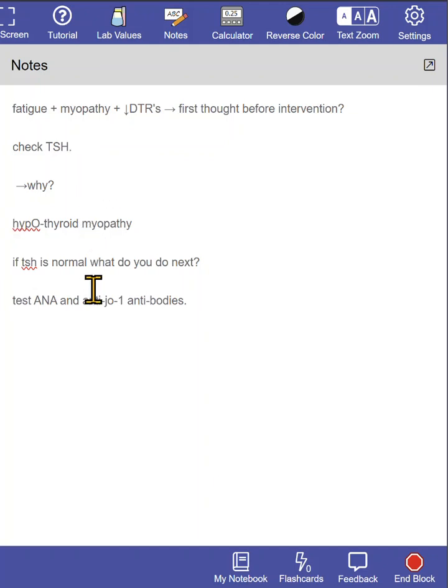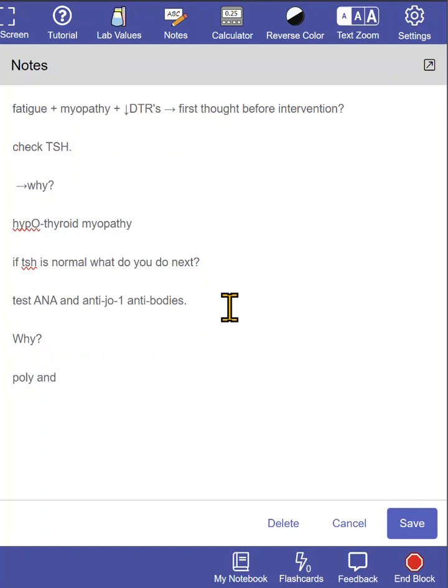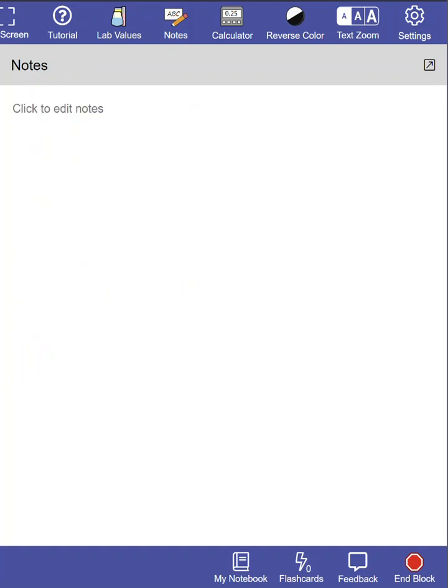And so what will your TSH be? It'll be raised. If it's normal, then you test ANA and anti-Jo-1 antibodies. Why? Because myositis, all kinds, is associated with these. Anti-Jo, anti-Mi. And then ANA is a general, sensitive autoimmune biomarker. Useful.